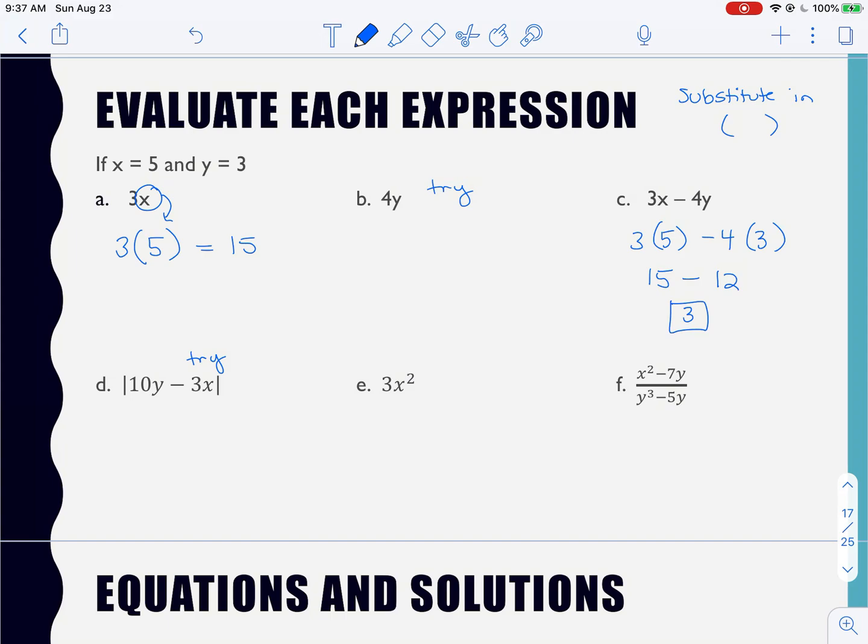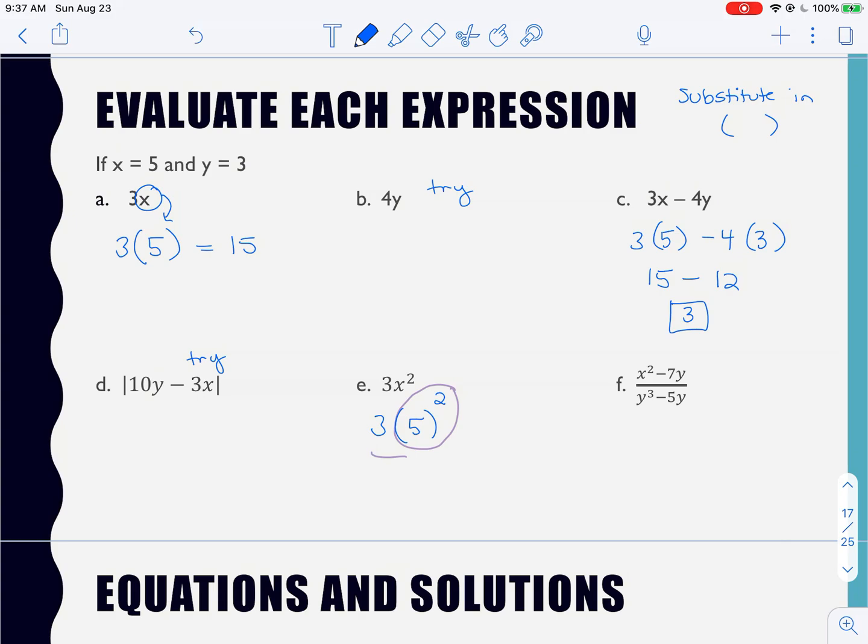E, we need to be careful. So remember when I said when you substitute in, you're going to put in parentheses. So it's going to be 3. Then I'm going to substitute in 5, and I'm going to put it in parentheses. Notice order of operations says we need to do exponents first before we do the multiply step.